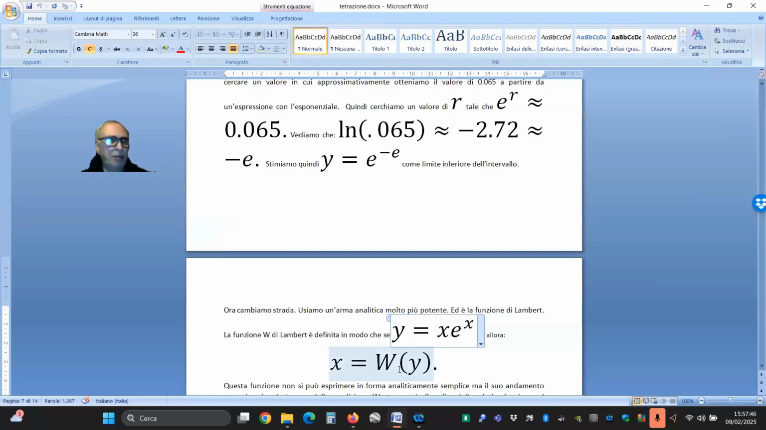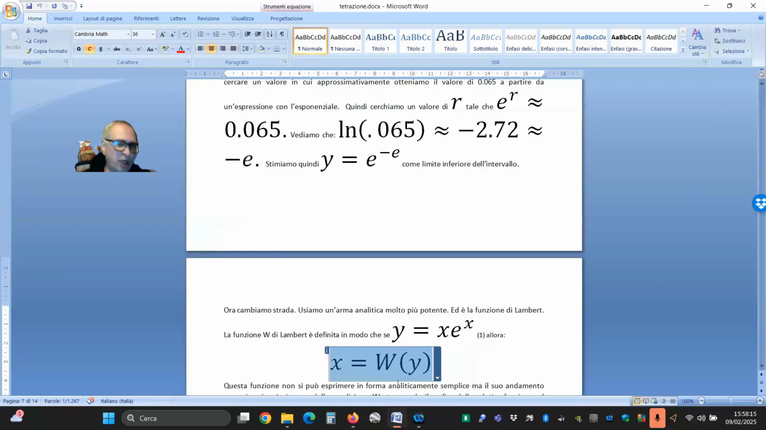How is the Lambert function defined? If I have an equation of this kind, actually here I could also have f of x. It holds more generally f of x times e raised to f of x. If I have a function of this kind, the Lambert function acts as an inverse function. It gives me the x that satisfies this expression. And so the Lambert function is defined in this way.